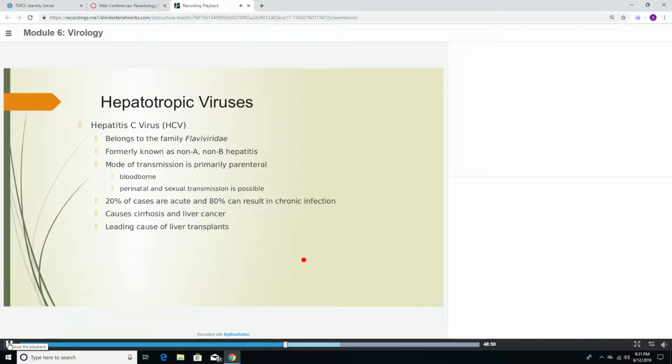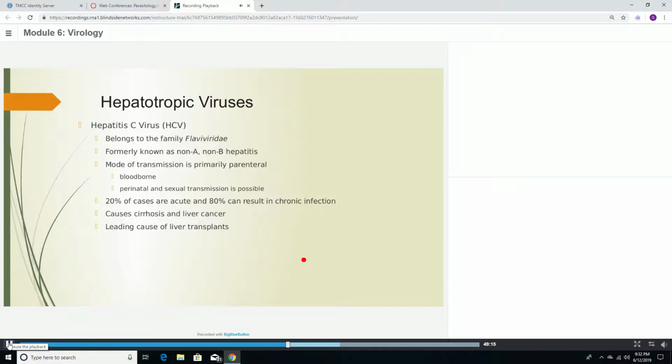The next virus that we're going to discuss is the hepatitis C virus. This one belongs to the family Flaviviridae, formerly known as non-A, non-B hepatitis. Its mode of transmission is primarily parenteral, which means it's a bloodborne pathogen, or it could be distributed perinatally, and sexual transmission is possible.